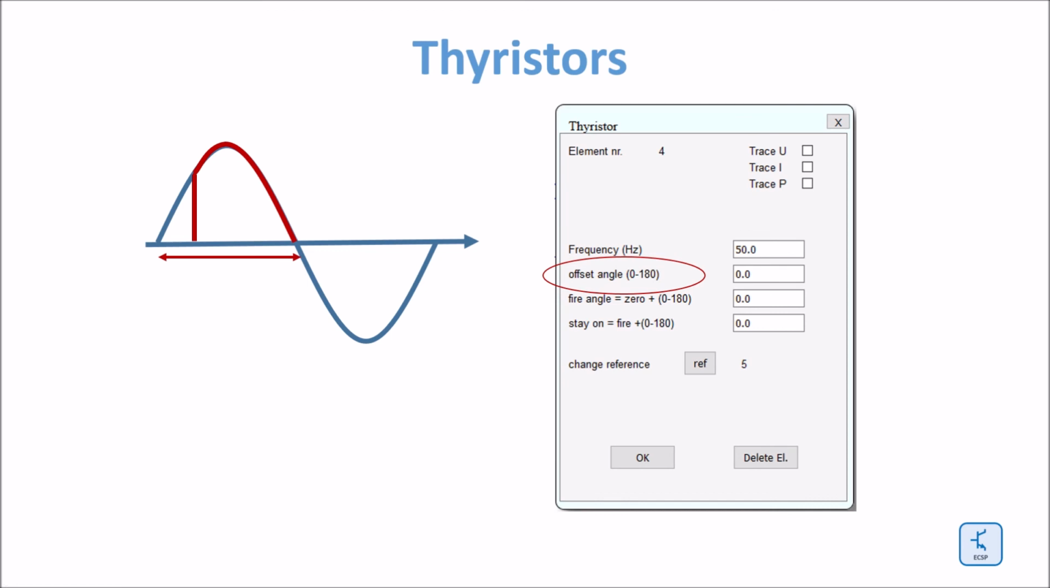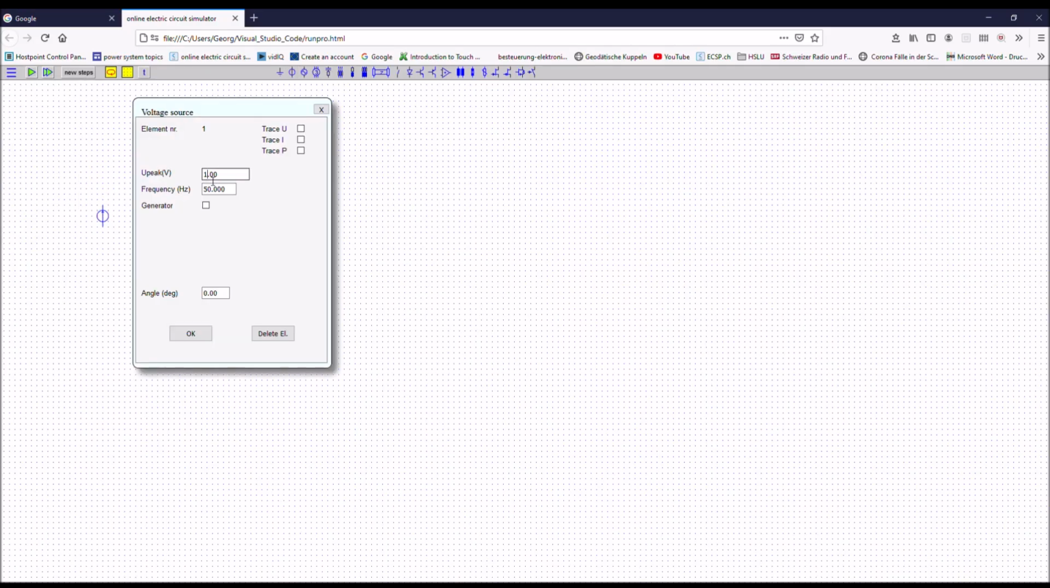Now it's time to address this offset angle. The offset angle is a fixed angle which can be added to the variable fire angle. The offset angle can be used if you have, for example, two thyristors but using the same reference. One of the thyristors should always fire on the positive and the other thyristor on the negative half cycle of the common reference voltage.